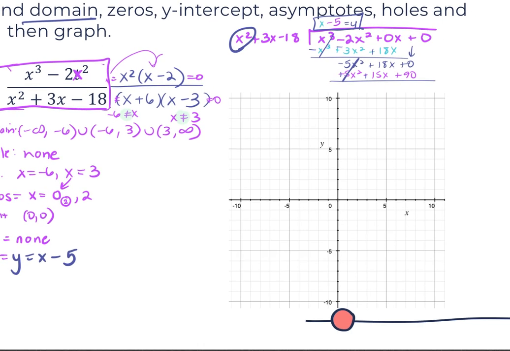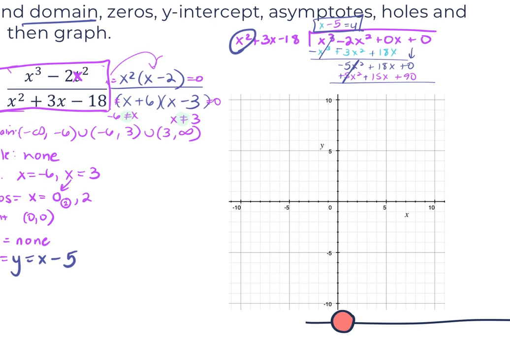All right, now we're going to graph all the things. So my vertical asymptotes are at negative 6 and positive 3. And my slant asymptote is at y equals negative 5. So I'm going to my y-intercept of negative 5, and my slope is up 1 and over 1. With me so far? All right, so my zeros are at 0 and 2. And it should bounce at 0.